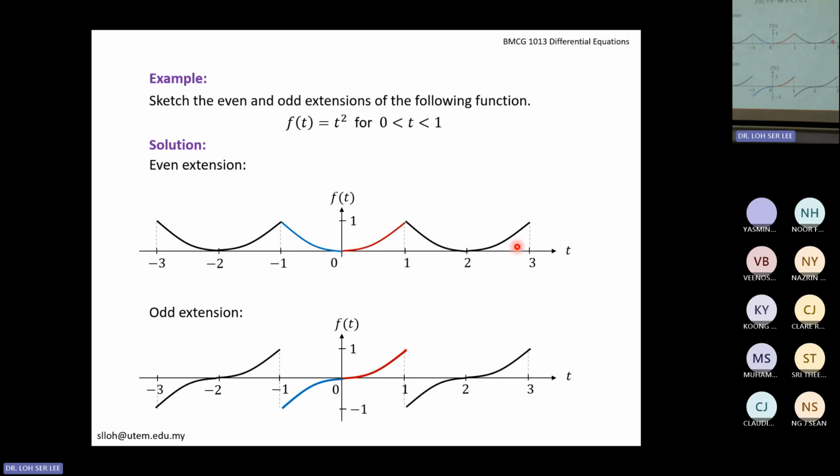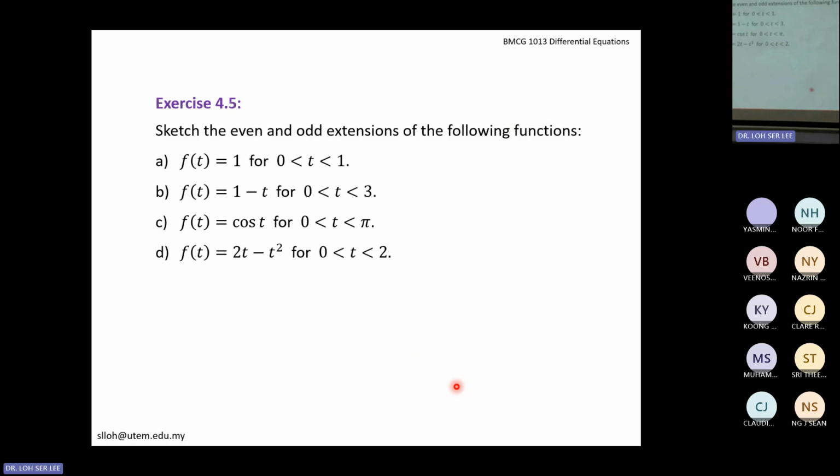If we want to do the odd extension, this one will reflect through the y-axis to get this. Then this one will reflect once again through the x-axis to get this. This is the odd extension. Then only we copy and paste. Any questions? Now try this one. We sketch both even and odd extension for each of the functions.